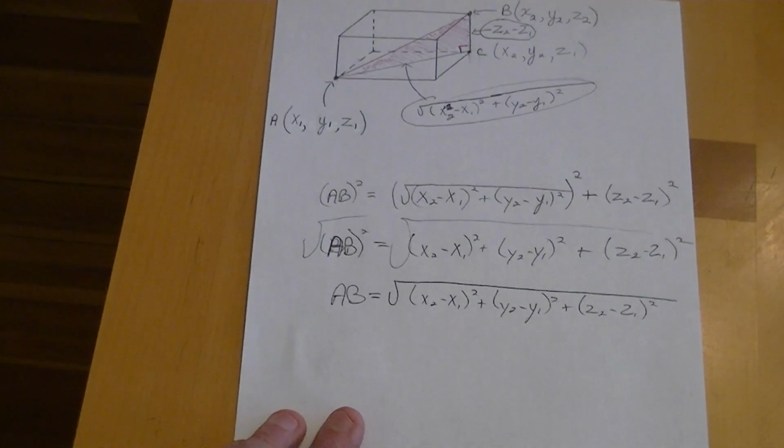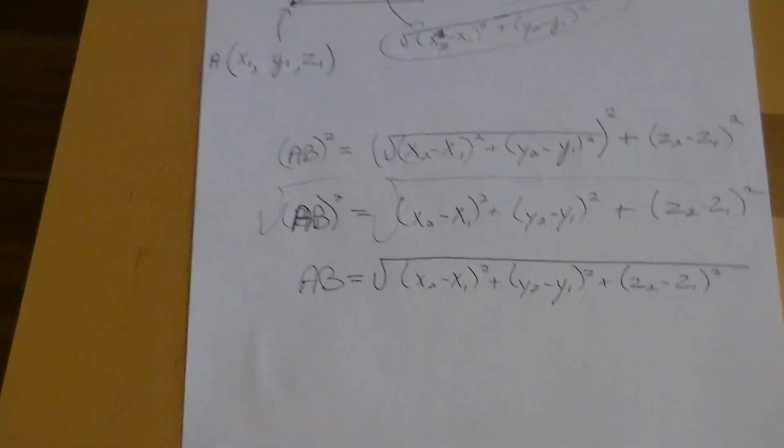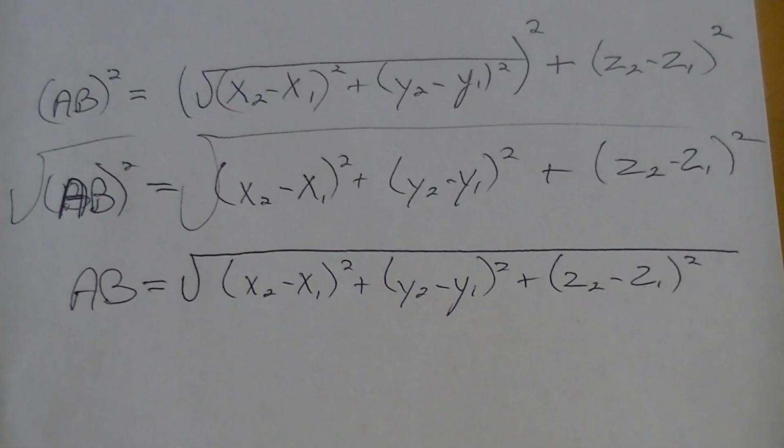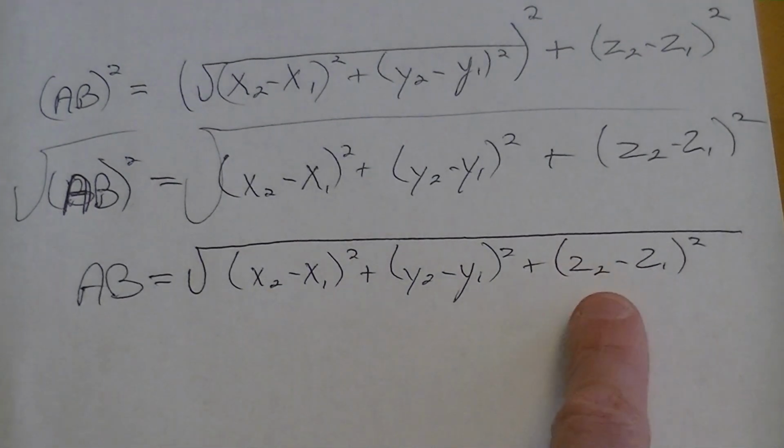That was a lot of work to get there, but I don't like just giving you formulas without explaining where they come from. That is the distance formula in space. So the good news is, like the midpoint formula in space, it's very similar to the two-dimensional version. We're just adding this extra term here to account for the 3 dimensions.